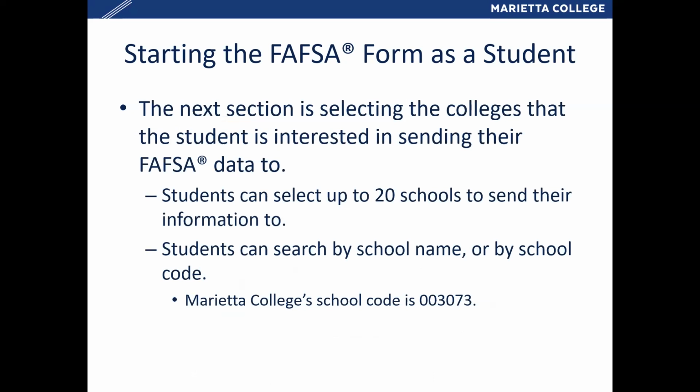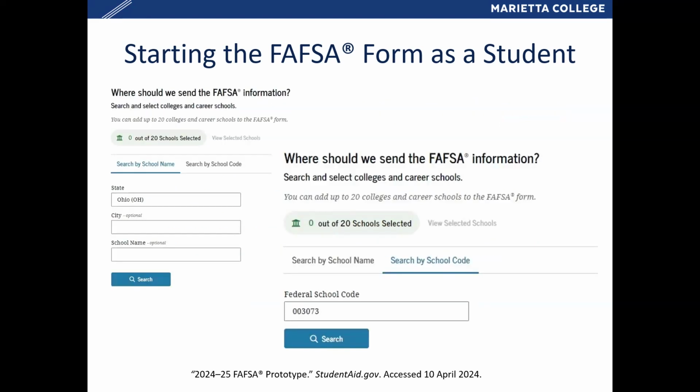Now we are moving on to the next section, which is probably the most fun section for the student, which is selecting colleges the student is interested in sending their FAFSA data to. The students can select up to 20 schools to send their FAFSA information to, and they can search the school by name or by school code. And just wanted to note that our school code at Marietta College is 003073. And again, these are what those screens are going to look like. You can search by state, city, and school name, and you can also search by federal school code.